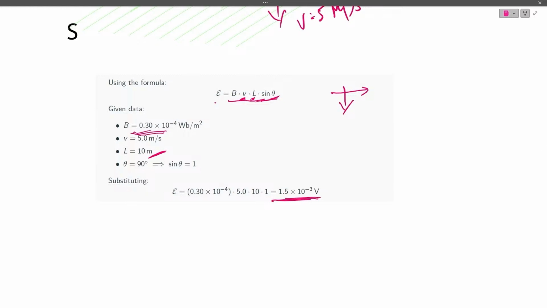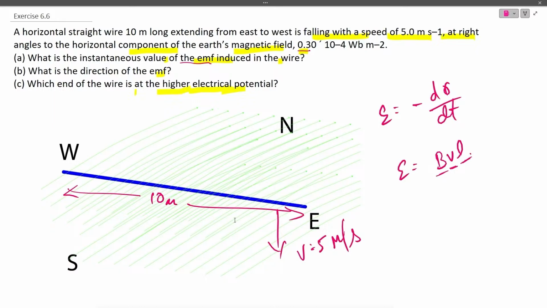Now for the direction of EMF, we use the right hand thumb rule. So this is vector V, this is vector B, and this is 90 degrees between them. The right hand thumb rule says that the direction of the cross product of two vectors is along the thumb. So when V cross B is taken, the direction will come from west to east. That's how we know that the EMF is directed from west to east.